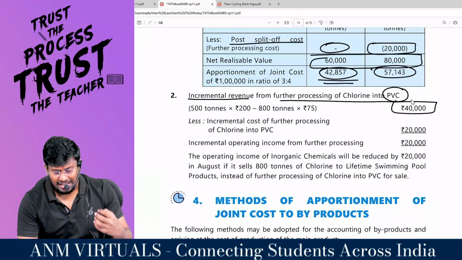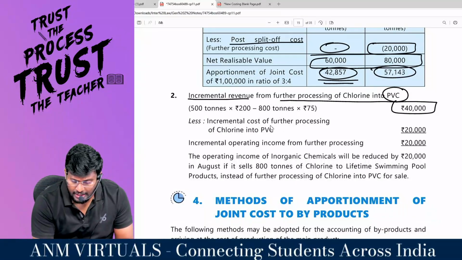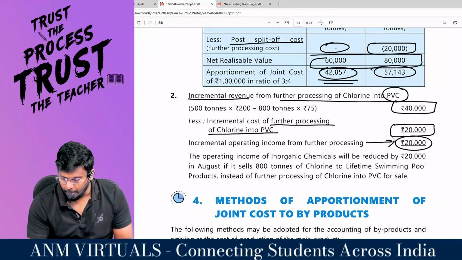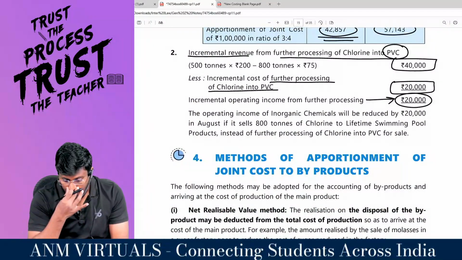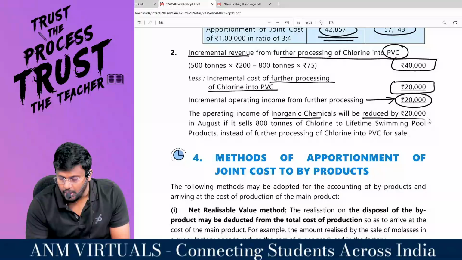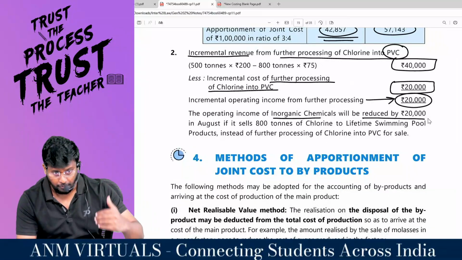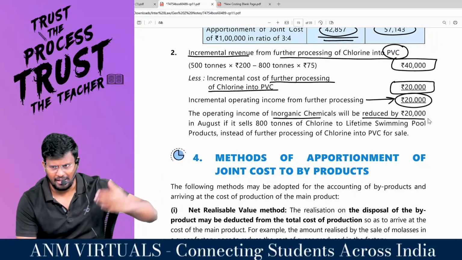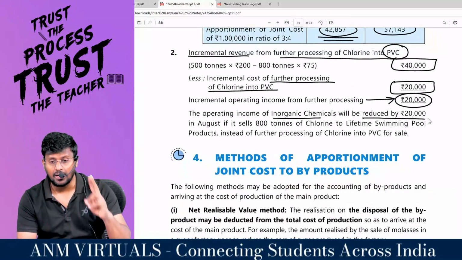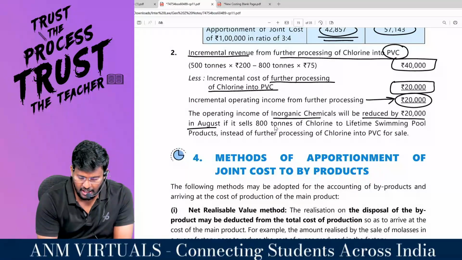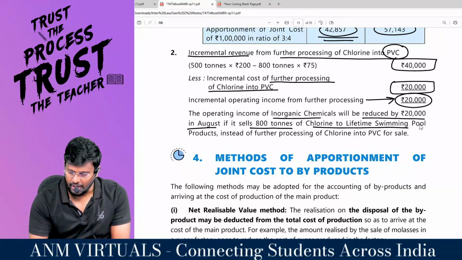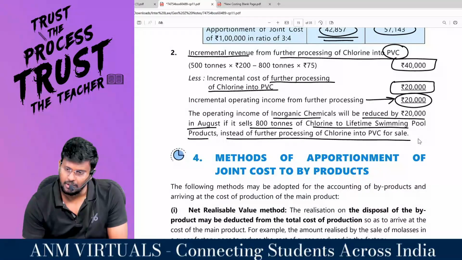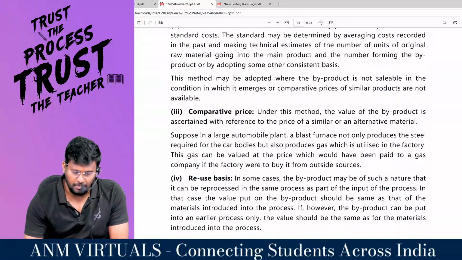In order to earn this incremental revenue, I have to incur incremental further processing cost to the extent of 20,000. So my incremental operating cost will be how much? So the operating income of inorganic chemical will be reduced by 20,000. In case அவங்க split off pointலயே விக்கிறாங்கன்னா, ஃபர்தர் ப்ராசஸ் பண்ணாம அவங்களோட ஆப்பரேட்டிங் இன்கம் எவ்வளோ ருபீஸ் கம்மியாகும்? 20,000 in August, if it sells 800 tons of chlorine to lifetime swimming pool product instead of further processing of chlorine into PVC for sale. Comfortable? Very easy. Like this only a decision making question will be coming.